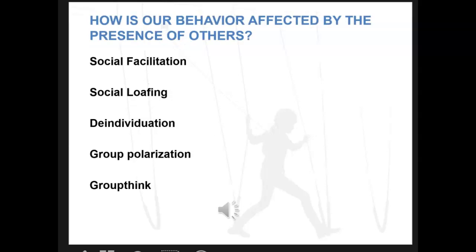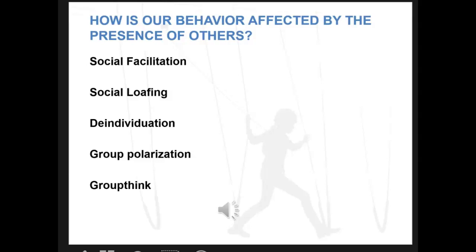Here are a few more terms in social psychology. The first is social facilitation. Social facilitation refers to our tendency to perform better when we're around other people than when we are by ourselves. For example, has anyone noticed that you work out harder when you're at a gym than when you're working out at home?